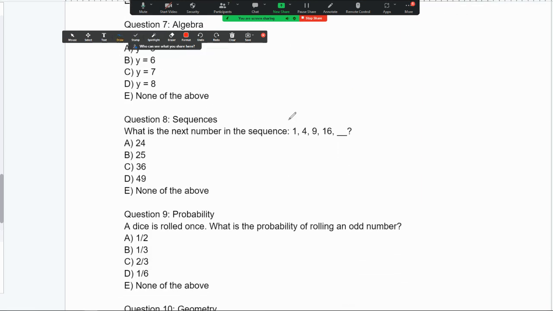Sequences. This is 1 squared, 2 squared, 3 squared, and 4 squared. So the next one's going to be 5 squared. That's 25.